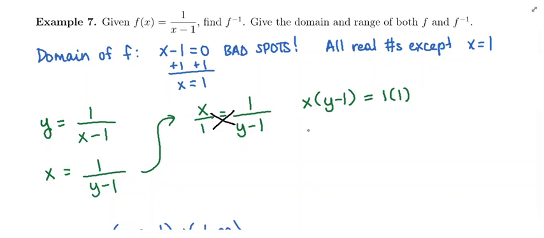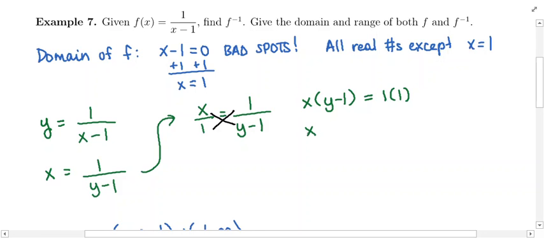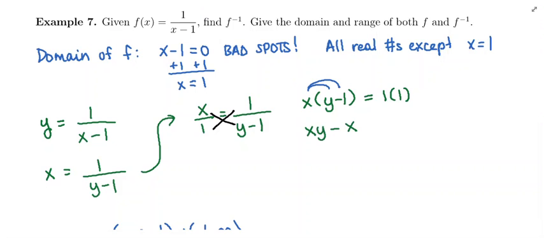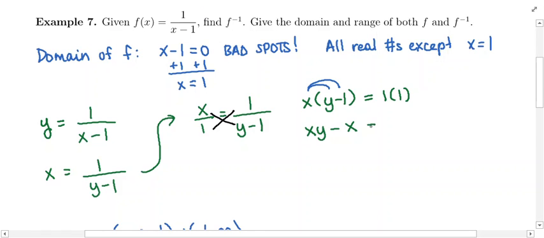Okay, we're going to distribute on the left. We're going to get x times (y minus x), that's what you get if you distribute, is equal to 1 times 1, which is 1. Again, where do you go? You're solving for y. Only this piece has a y.